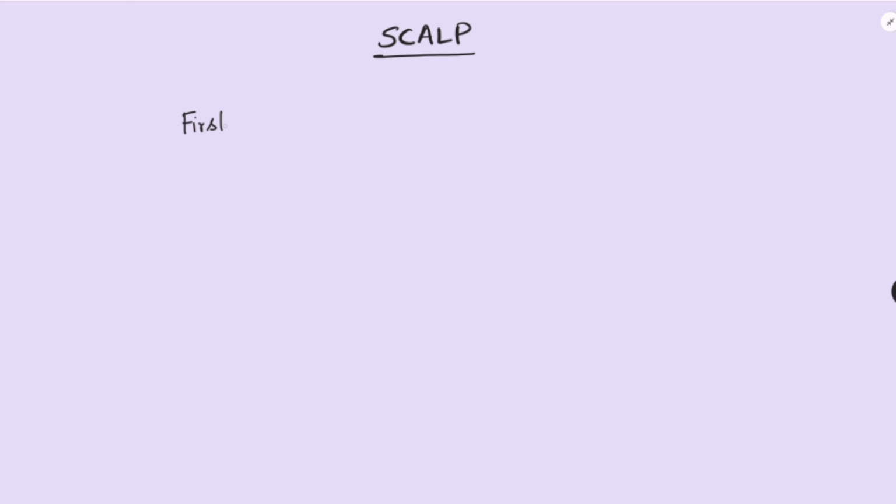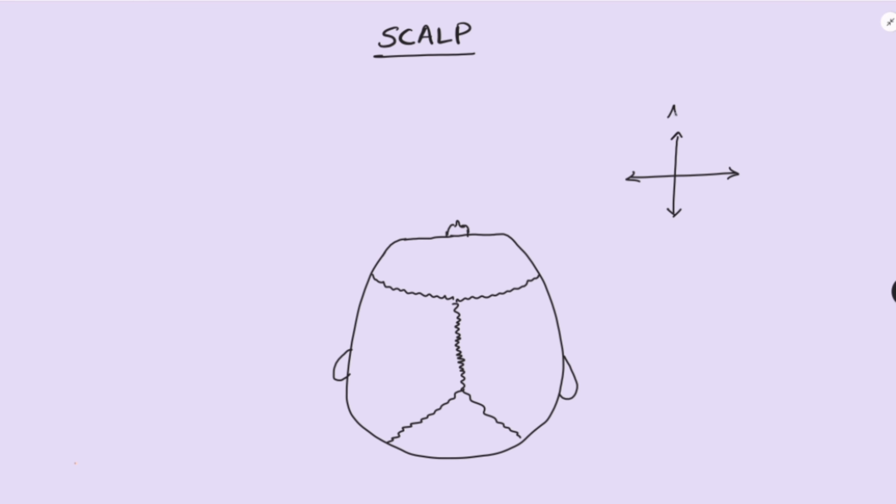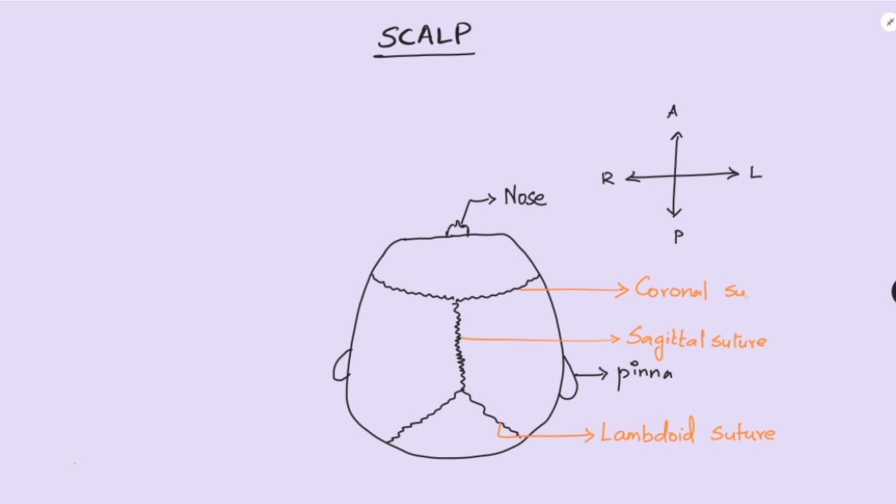The first 3 layers, that is, skin, connective tissue, and aponeurosis, together form surgical layer of scalp or scalp proper. This is a schematic representation of scalp. 3 major sutures, that is, lambdoid suture, sagittal suture, and the coronal suture.